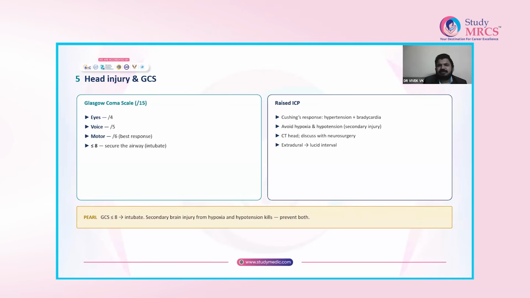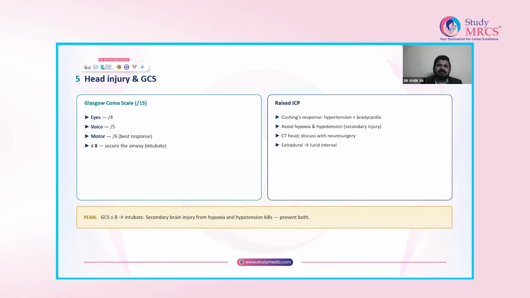The raised intracranial pressure can cause the Cushing's response, that is hypertension, along with the bradycardia. In any patient with head injury, you have to avoid the hypoxia and the hypotension because these two can cause the secondary brain injury.